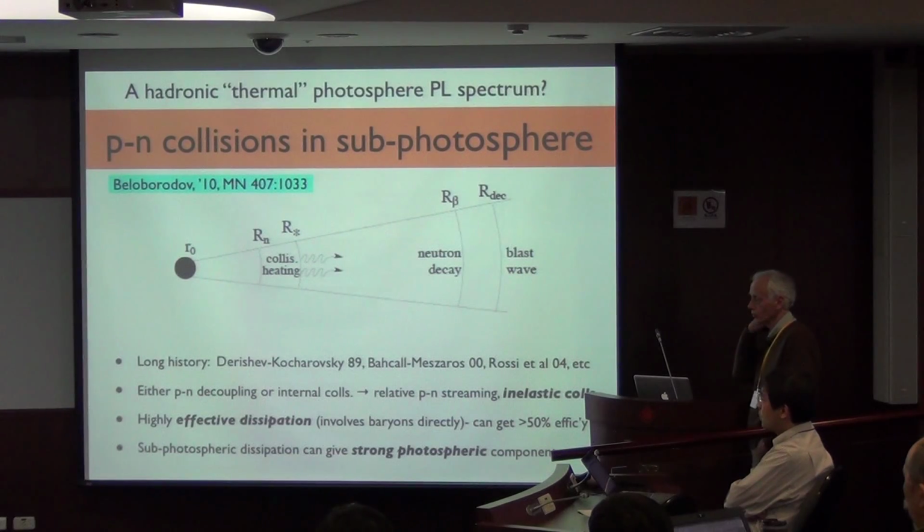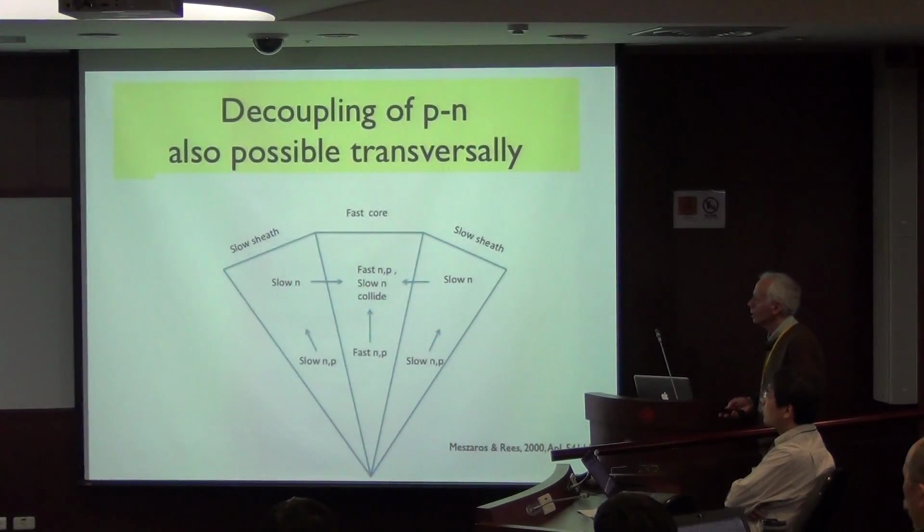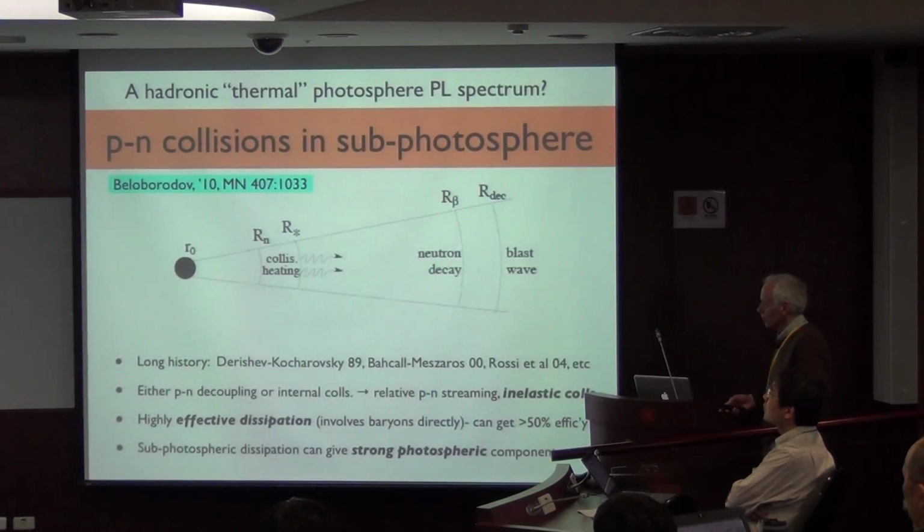Radiative efficiency. So it gives you a very strong photospheric component. That's one way in which you can get these relative proton-neutron collisions: just the radial motion. The protons and the neutrons are moving radially, but then they start drifting relative to each other. The neutrons are slower, the protons are faster, they collide, and you get dissipation.